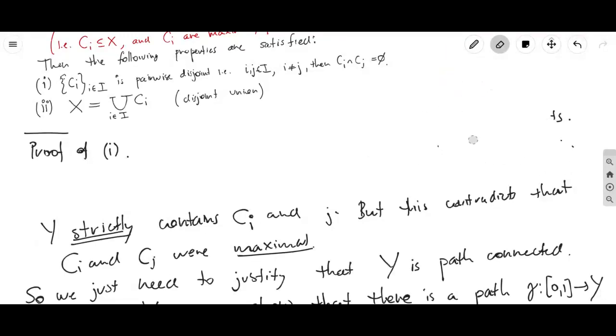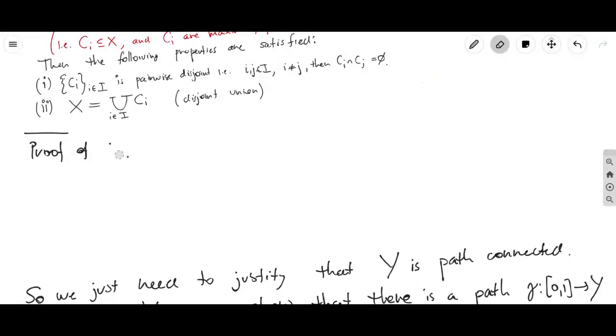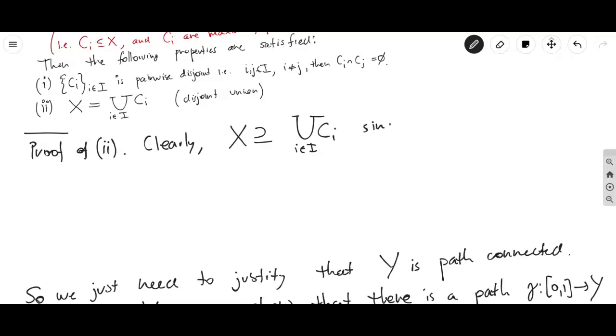Let's remove all of this. So part 1 was slightly harder. This one is easier. We want to show that X is a union of all of its components. So, proof of 2. Clearly, X contains the union of all of its components, since X contains every component, because the components by definition are subsets of X.